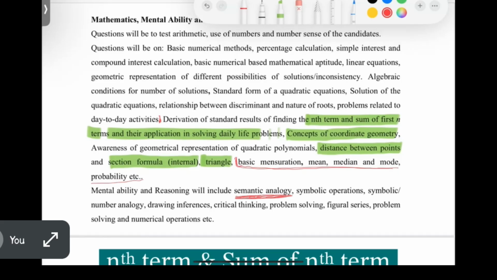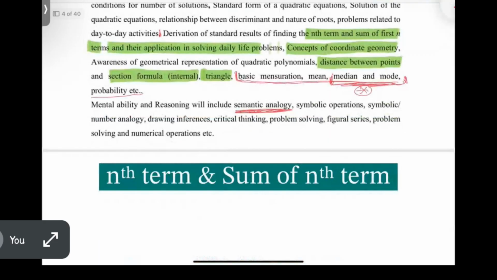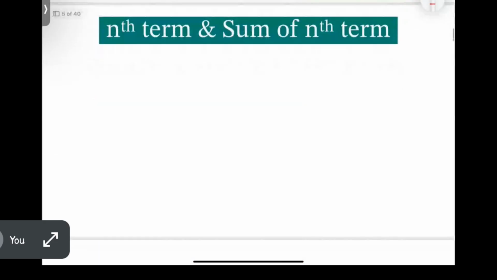Even though you're not appearing for Forest Guard also, it will be important because last year in NPSC, questions were asked from this too, median and mode, and it was not a basic level question. It was a bit lengthy question. So I'll be covering that. So tonight I'll start with nth term, or the sum of the n terms.